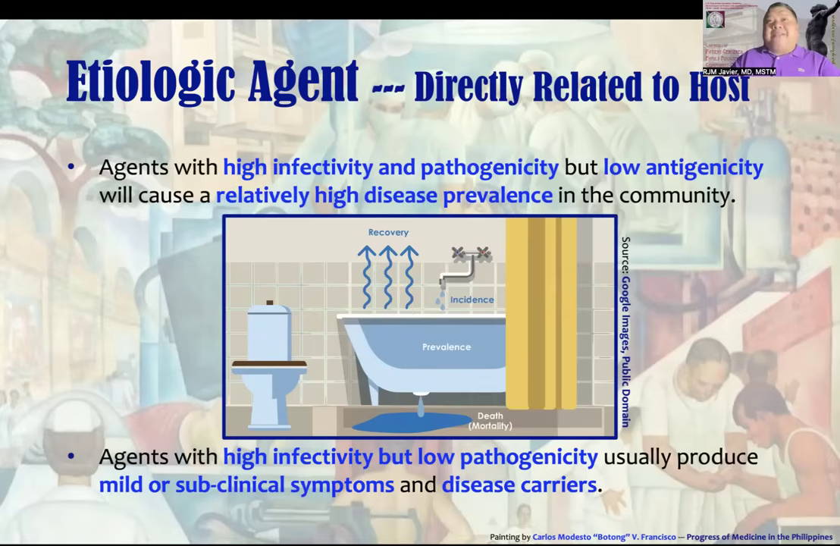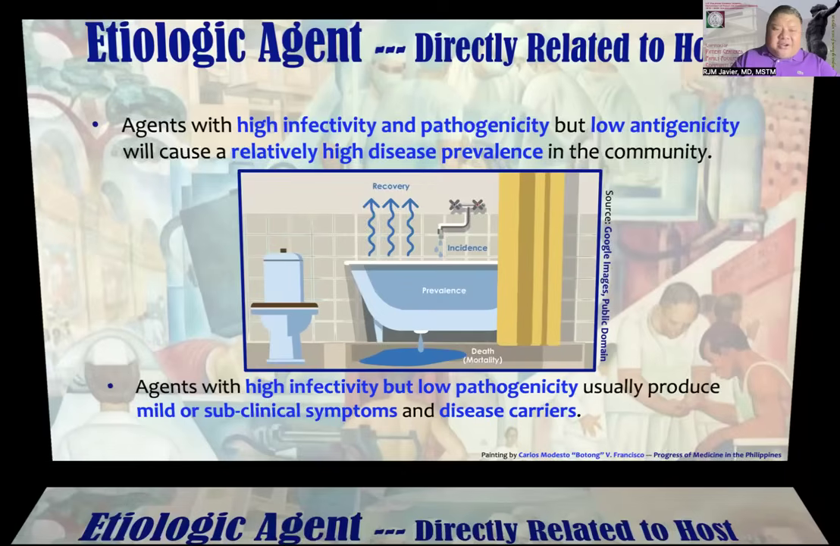So when we say, what's the prevalence of diabetes for 2025? When I say prevalence, I am counting people who have been diagnosed with diabetes before 2025 and until now, 2025. When I say what is the incidence of diabetes, only those who were newly diagnosed with diabetes in 2025 will be counted. So I hope you know the difference now between your incidence and your prevalence. Agents with high infectivity but low pathogenicity would usually produce milder subclinical symptoms and even disease carriers.